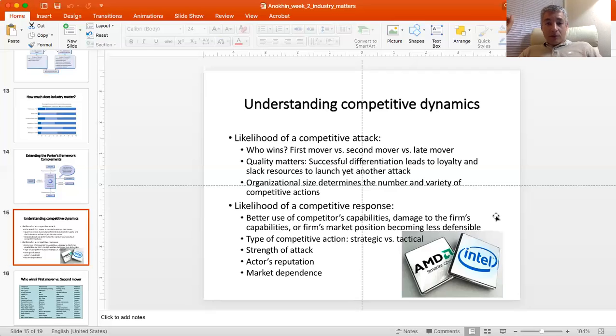And if you're the one launching an attack, you have to be able to assess the likelihood of a competitive response. And if what you do enables you to improve your capabilities, if it causes damage to your rivals' capabilities or to their market position, they're very likely to respond. The other thing you have to take into account is the type of competitive action.